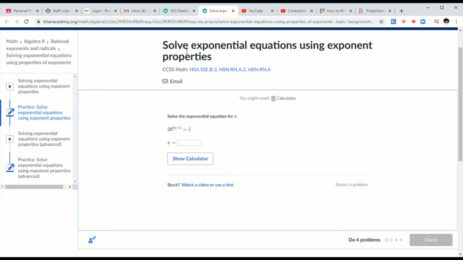So, welcome back. This week we're doing solve exponential equations using exponent properties. Last week we were doing the advanced version, now we're just doing the regular version.